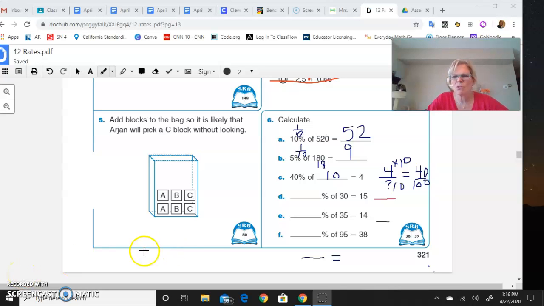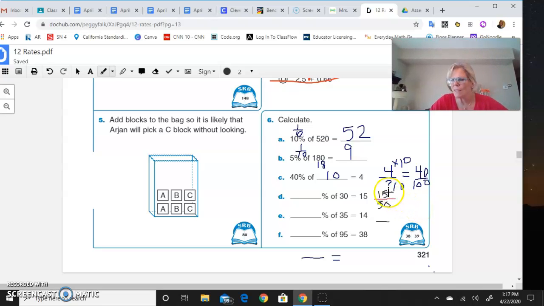Okay, sorry about that. So D, we want to find the percent. Now I know that I have the percent of 30 is 15. So that shows that 30 is my whole number and 15 is part of 30. Okay, now we have a fraction. So how do you go from a fraction to a decimal and a percent?